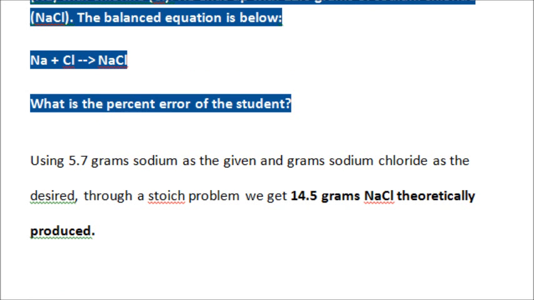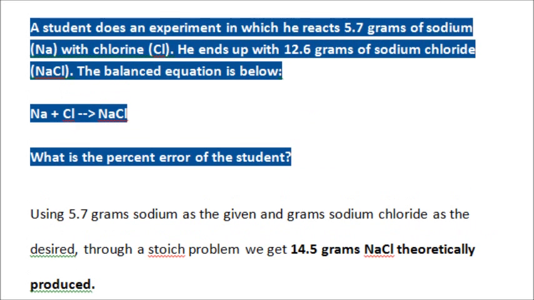Using 5.7 grams as the given for a stoichiometry problem, because remember, the theoretical yield is what the stoichiometry problem predicts will theoretically be produced. I just did the stoich problem. I'm not going to walk you through it because you know how to do stoich. So we do that problem and we get 14.5 grams of NaCl theoretically produced. That is our theoretical yield. Equation again.